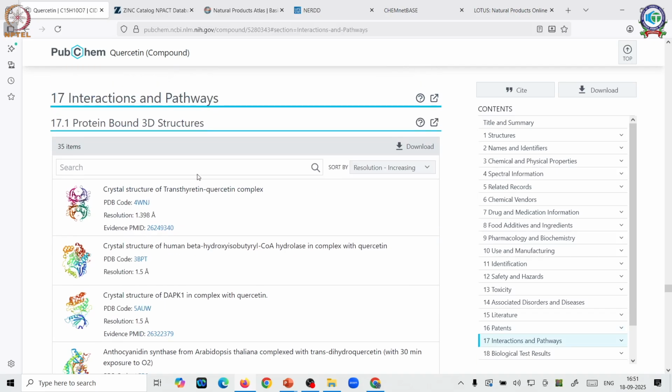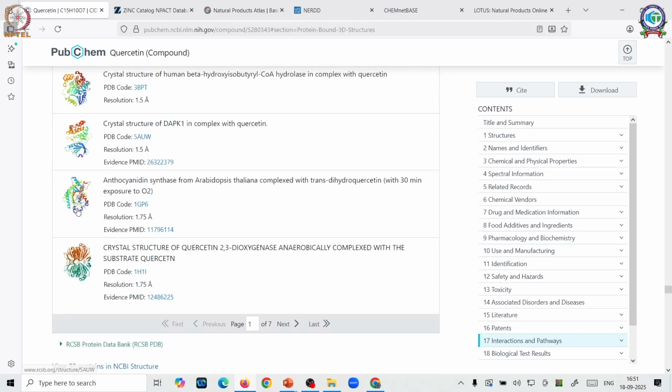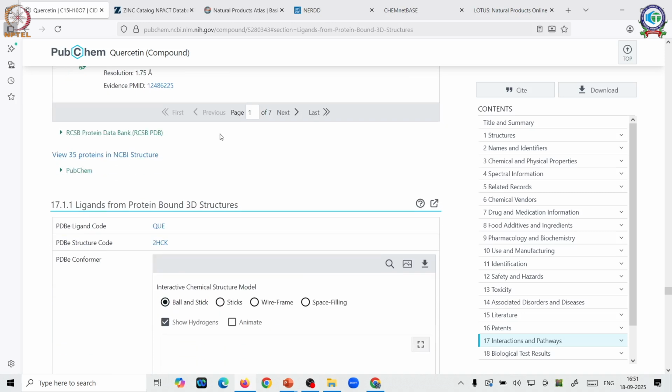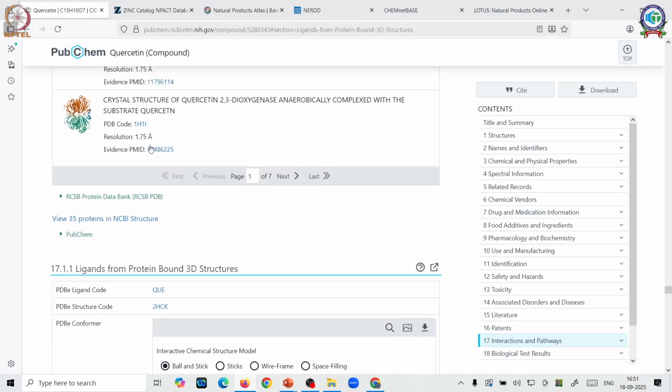And then also interaction data. Is quercetin studied in terms of its binding ability with certain receptors or proteins? You can even download those from here. So again, if you see, there are 7 pages with different receptors wherein protein receptors are complexed with quercetin.